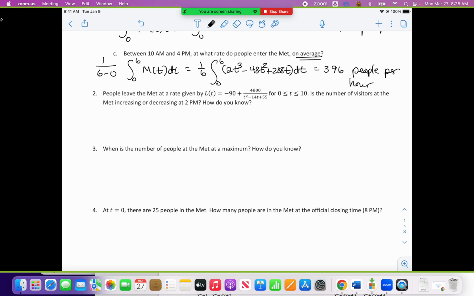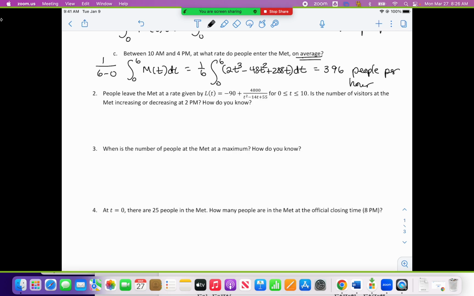Now, do you notice that the time is 0 to 10? Why is this 0 to 10 and not 0 to 9.5? Yeah, Ryan? Because people aren't allowed to stay till, I think, 8 p.m.? Yes, the people can stay till 8 o'clock, so they can be leaving the entire time.